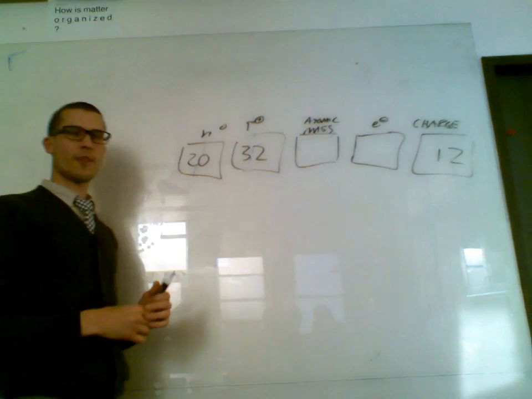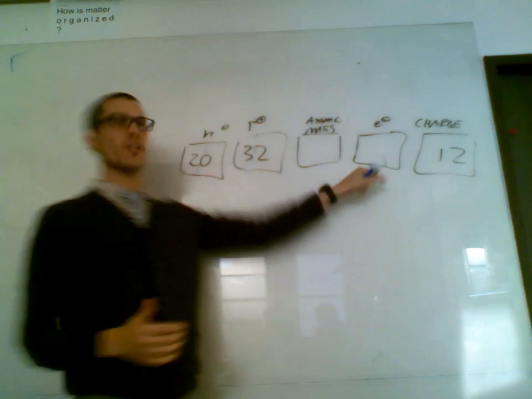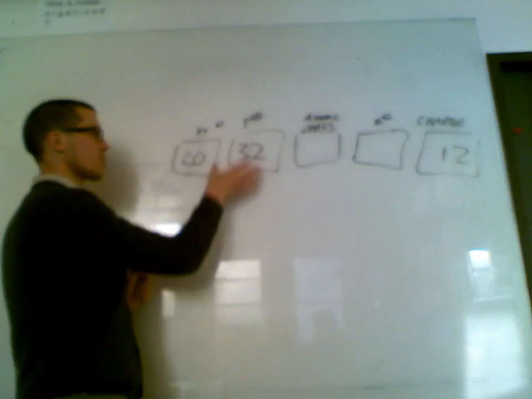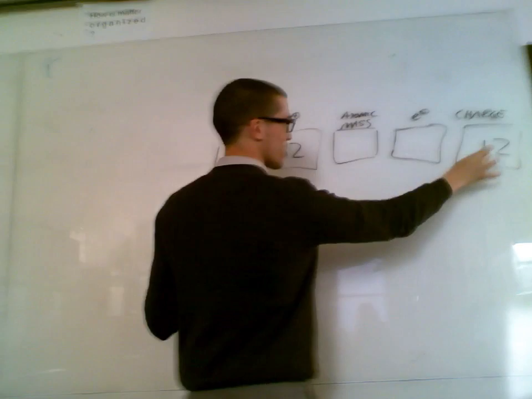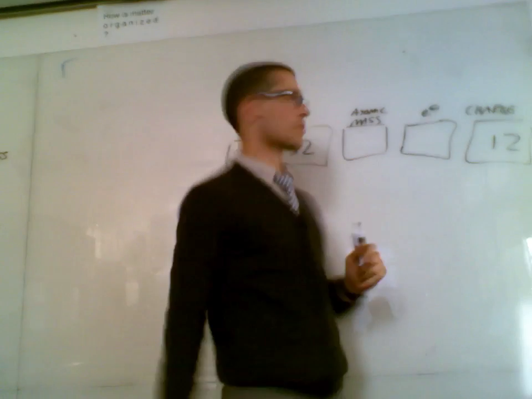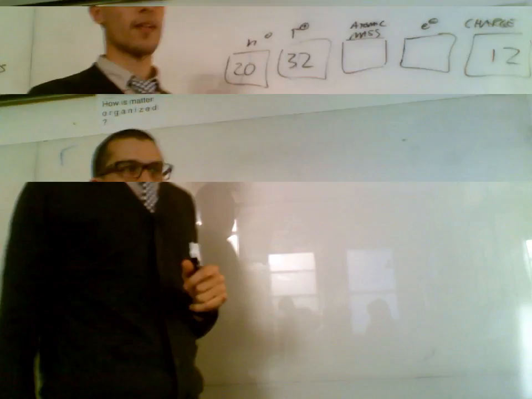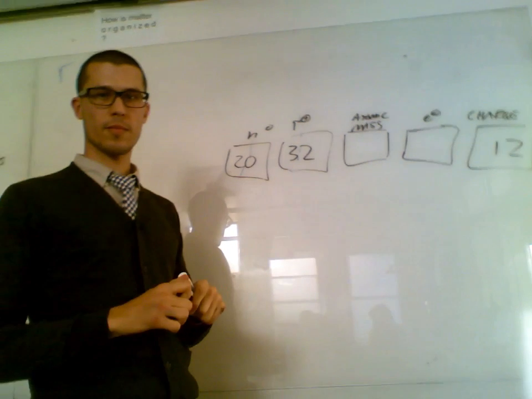Oh, I need to step away from this. So you've got 20, 32, blank and blank. You can figure this out. You can deduce this. These added together give you the overall mass. And since you know the charge is plus 12, that means there must be 20 electrons. Yeah, okay, so you can figure all that stuff out. Is that better? It's good.